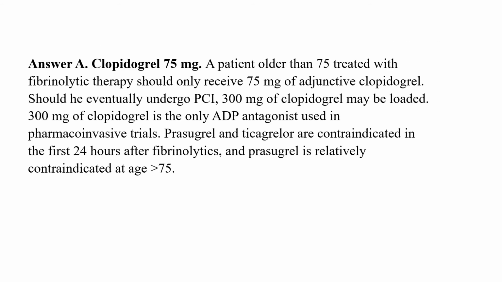The answer is A, clopidogrel 75 mg. A patient older than 75 treated with fibrinolytic therapy should only receive 75 mg of adjunctive clopidogrel. Should he eventually undergo PCI in the first 24 hours, 300 mg of clopidogrel may be loaded.